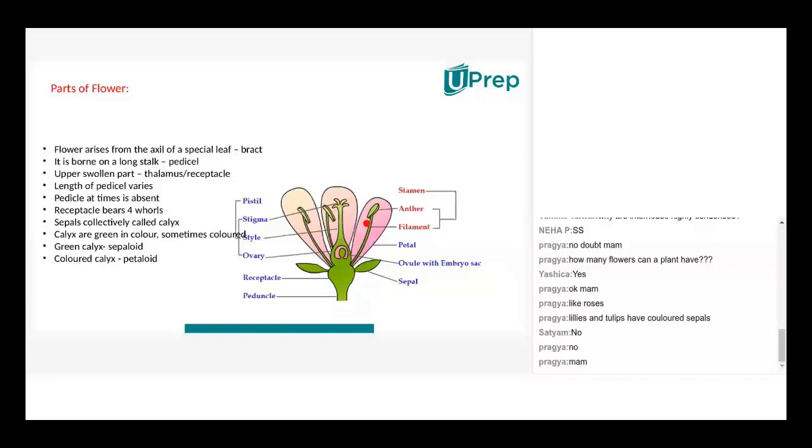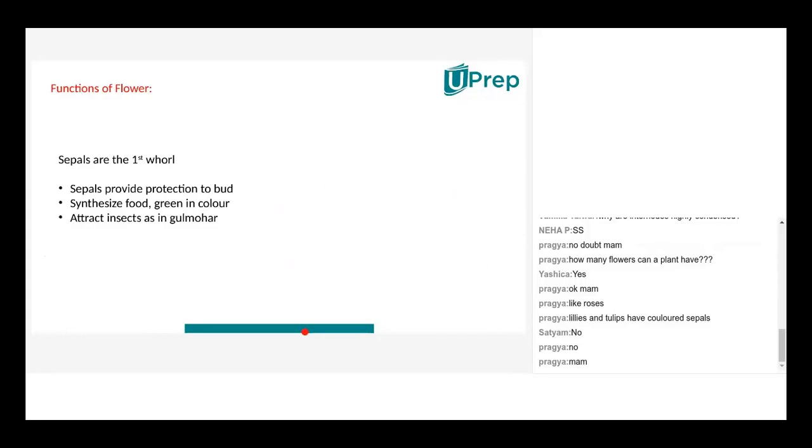The 4 whorls. As I said, the 4 whorls are sepals, petals, stamen and pistil. They are the 4 whorls. We will discuss about it in details. I just gave you an introduction. Now we will discuss about it one by one. Right? So please pay heed. This is the first whorl, sepals, as I was saying.